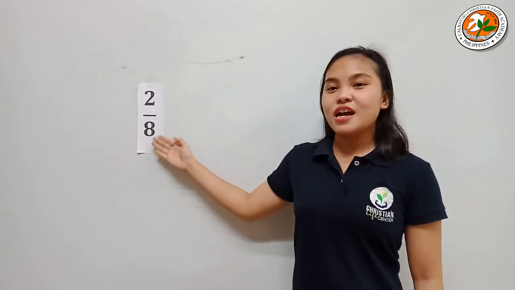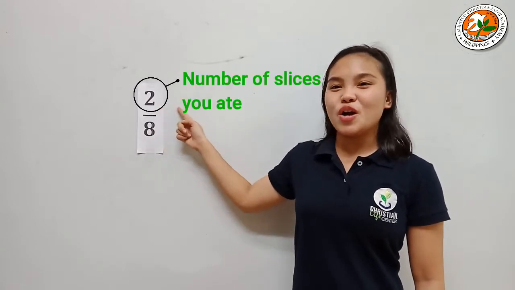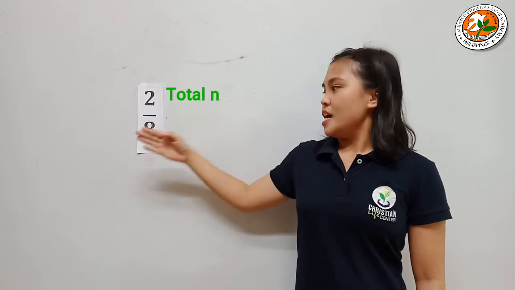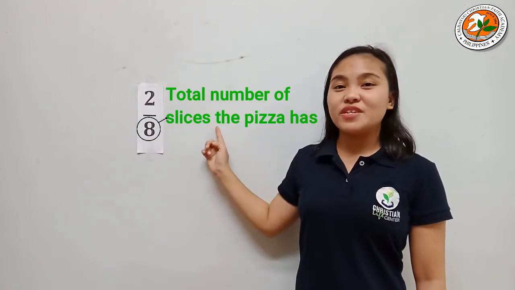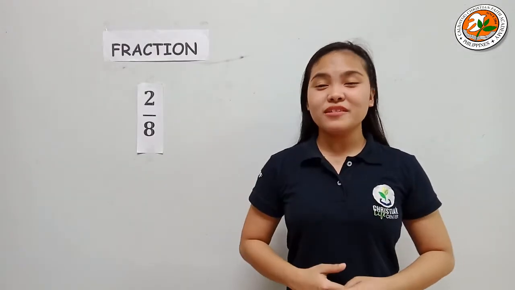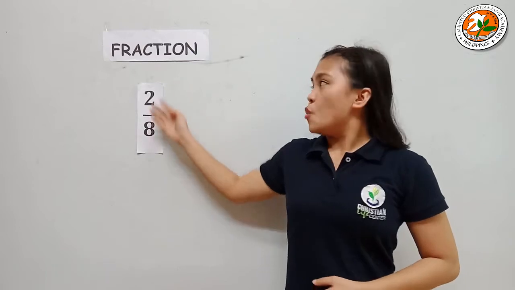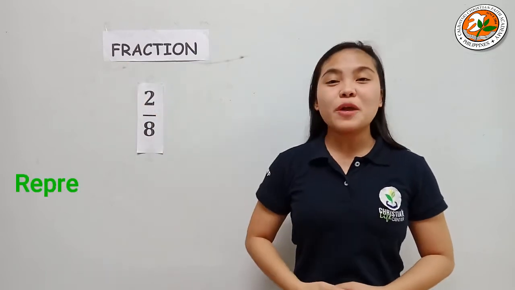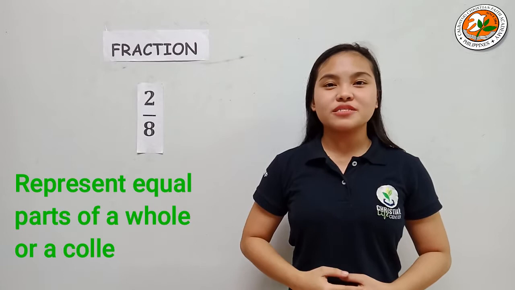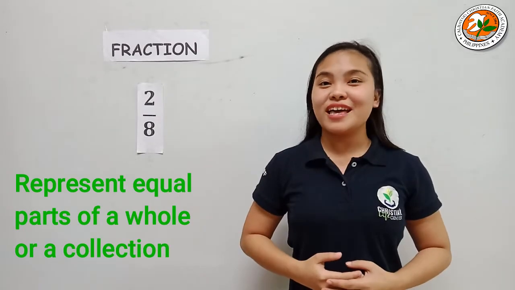How can we write the slices that you ate to the total number of pizza in fraction? Like this, 2 over 8. 2 here is the number of slices you ate. 8 is the total number of slices the pizza has. In our activity a while ago, 2 over 8 is called a fraction. When we say fraction, it represents equal parts of a whole or a collection.